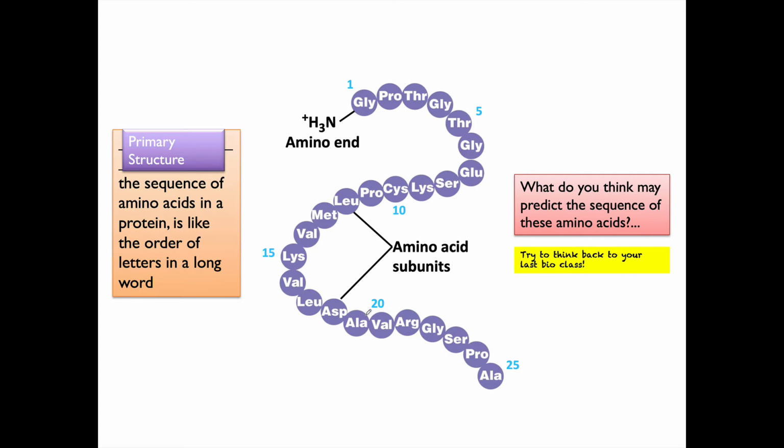This here is your primary structure. You can see the sequence is numbered. Here's 1, 2, 3, 4, 5, 6, 7, 8, 9, 10. It just goes on and on all the way to 25. And you can think of them like letters in a long word. One letter has to come first, then another one, then another one. And there is a directionality to it as well.